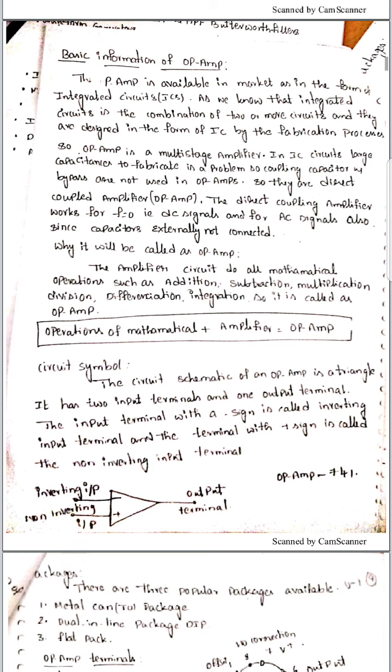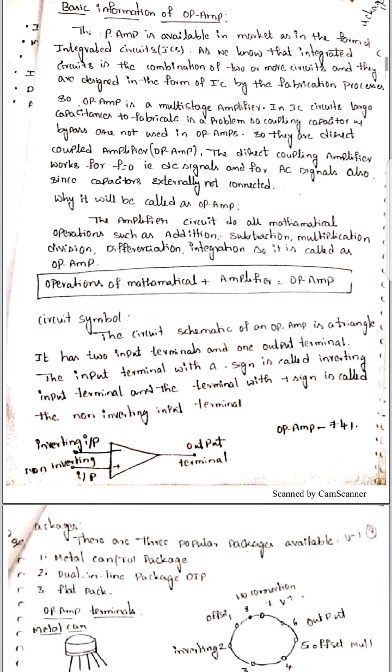In IC circuits, fabricating large capacitances is a problem. So coupling capacitors and bypass capacitors are not used in the op amp. So they are directly coupled amplifiers. The directly coupled amplifier works for f equal to 0, that is DC signal, and for AC signal also, since no capacitor is externally connected.